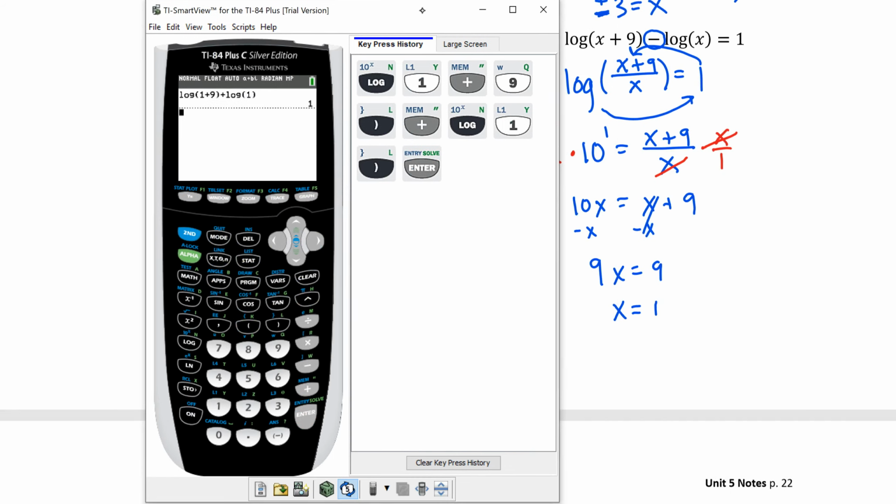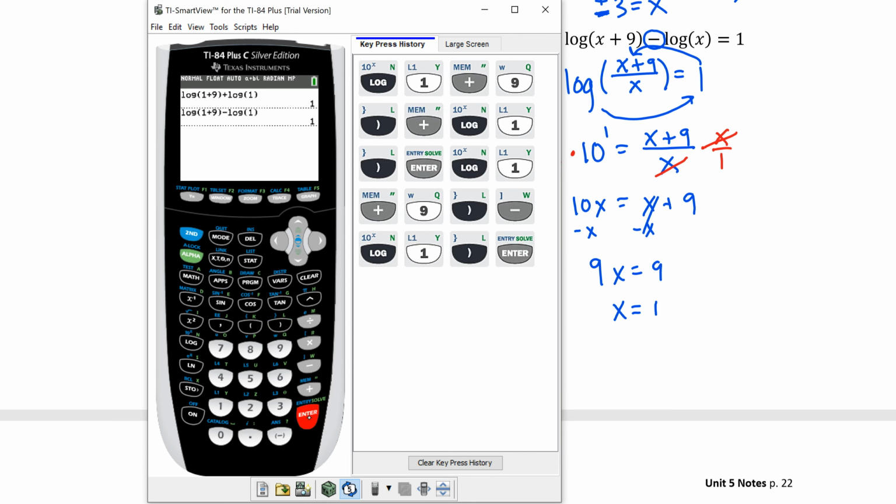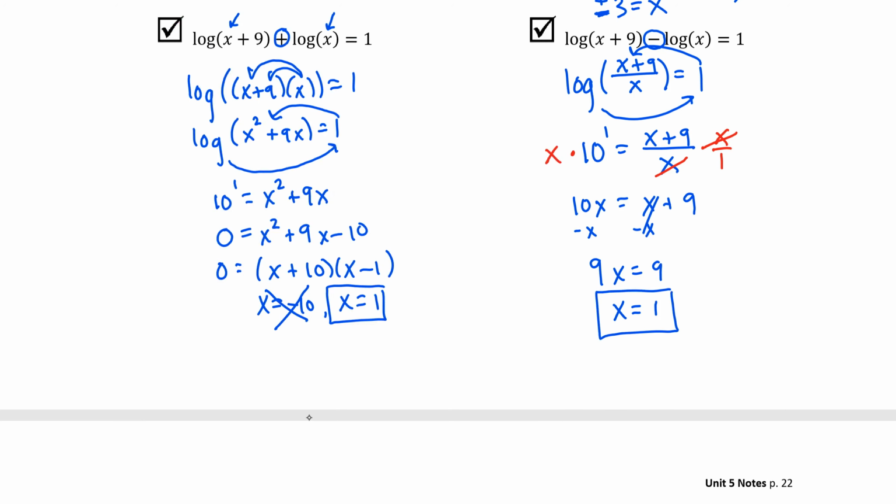Again, because this is base 10, we can check it very easily with our log button. So log of 1 plus 9, make sure you close parentheses on your argument there, minus log of 1 gives us a balanced equation. So that one has one real solution as well. So that's the last new type of equation we will learn this semester. We have one more application problem to consider, and you are almost done with notes.